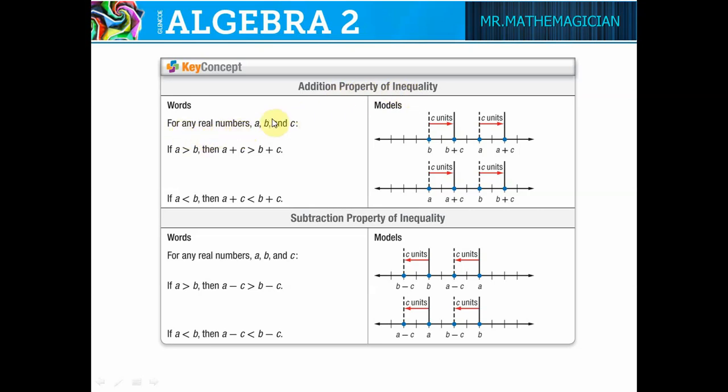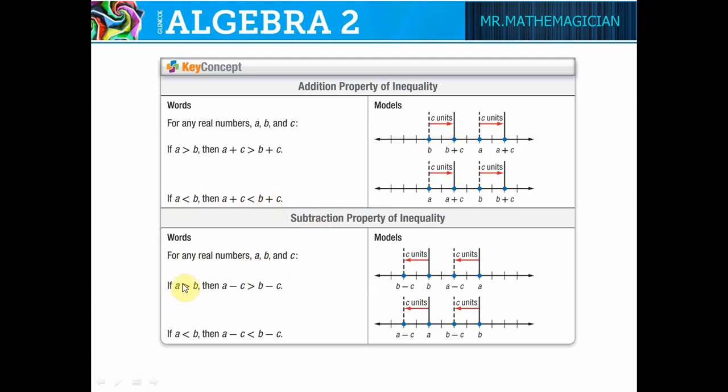For any real numbers a, b and c, if a is greater than b, then a plus c will be greater than b plus c. It means you can add the same amount to both sides and the left hand side is still bigger than the right hand side. If a is smaller than b, then a plus c will be smaller than b plus c. It means you can add the same amount to both sides and the left hand side will still be smaller than the right hand side.